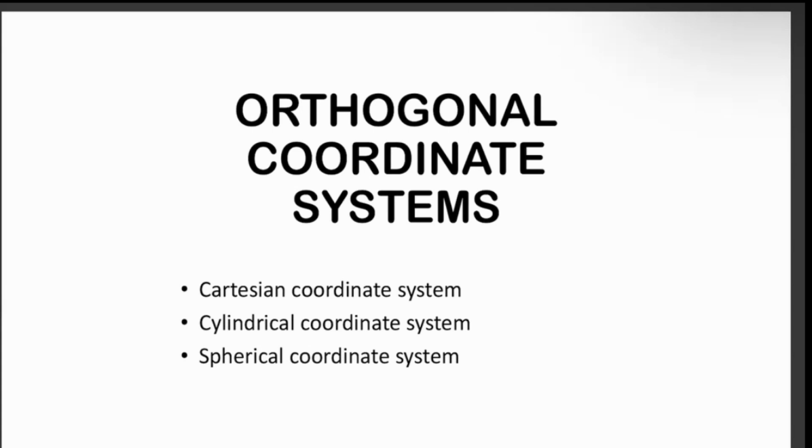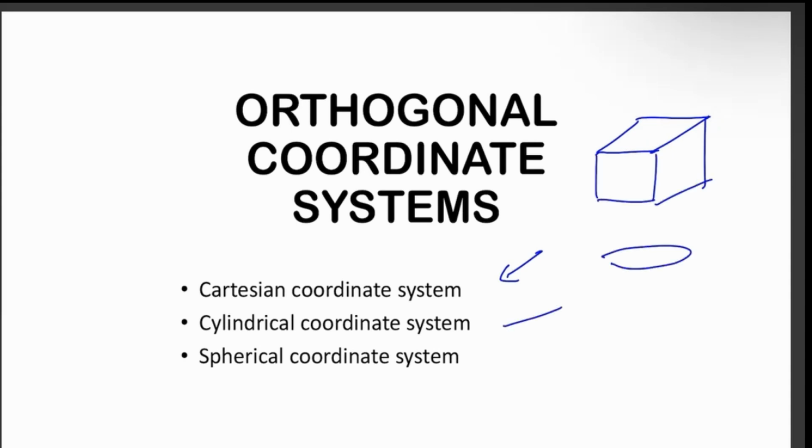Actually, in 3D, all the shapes come from three basic shapes: cube, cylindrical, and third one is spherical. Actually, all the 3D shapes come from these three basic fundamentals. Okay, and today we will study the orthogonal coordinate system.